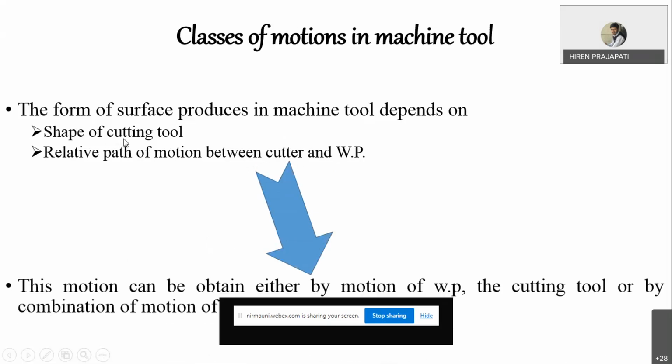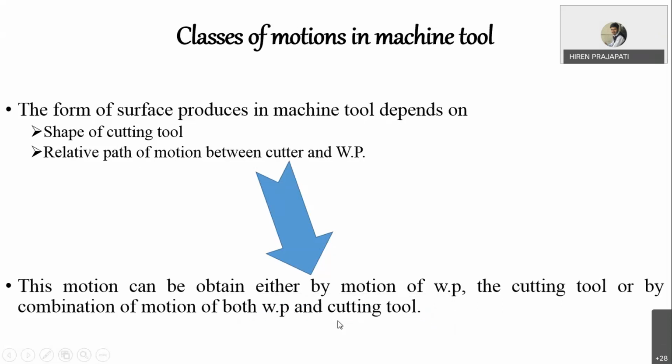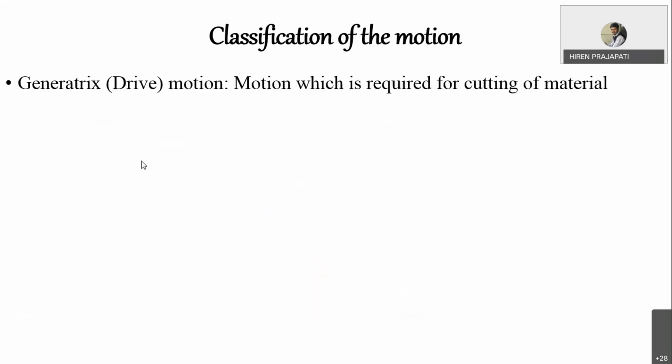So this motion can be obtained either by motion of the workpiece, or the cutting tool, or by combined motion of both workpiece as well as cutting tool, to obtain the relative path between workpiece and cutter. So the classification of motion in machine tool, mainly it is classified into three motions.